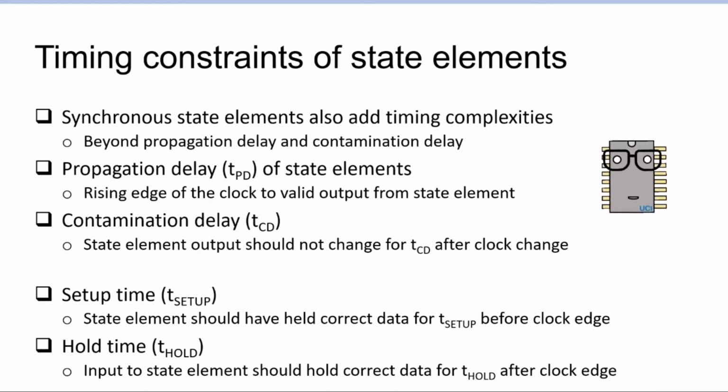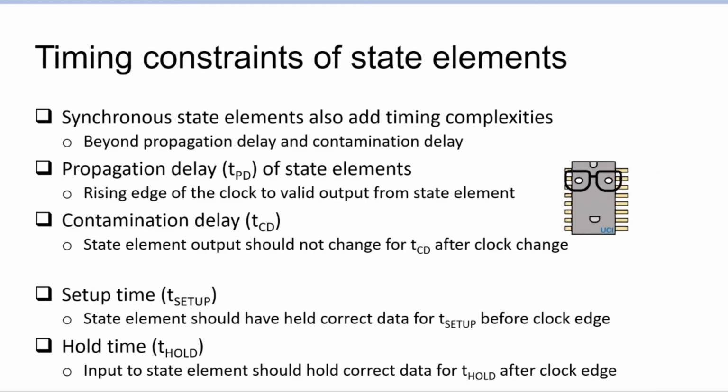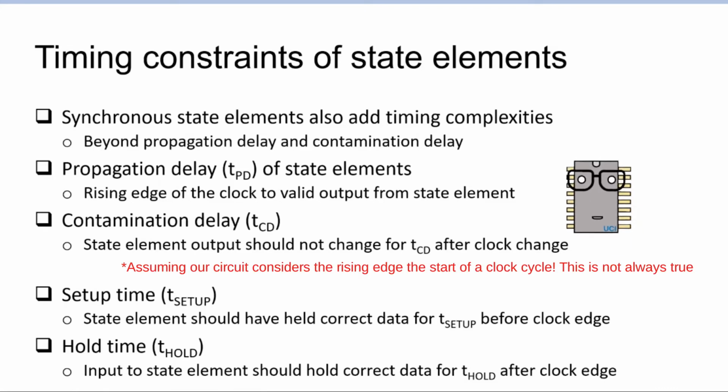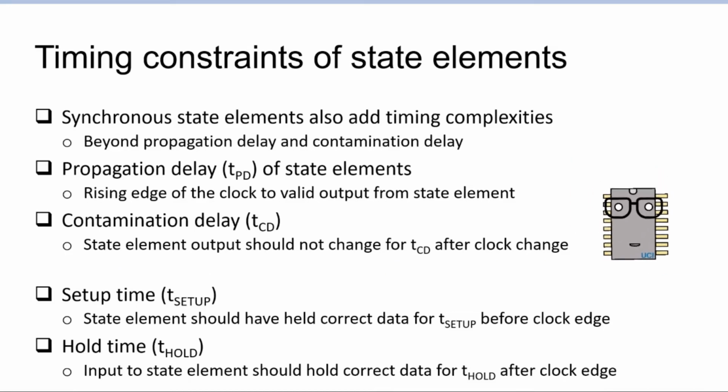But first of all, state elements also have a propagation delay constraint. Similar to the propagation delay of combinational circuits, the propagation delay of a sequential circuit defines the time between the rising edge of the clock, because we are now synchronous, to valid output from the state element. Contamination delay for the state element is similar, meaning even after the clock changes, the value should not change for at least a certain amount of time after the clock signal changes.